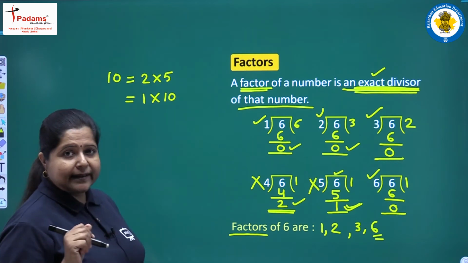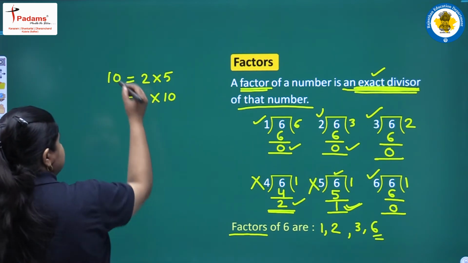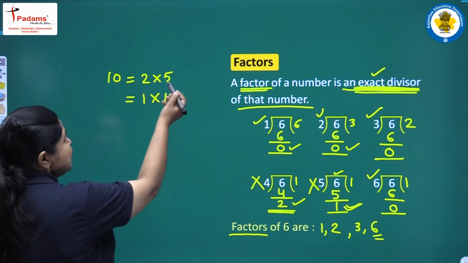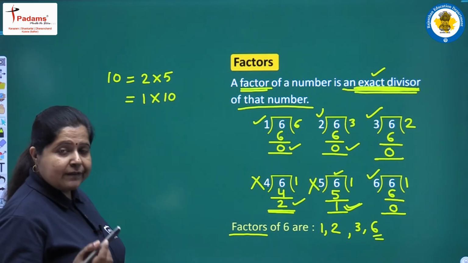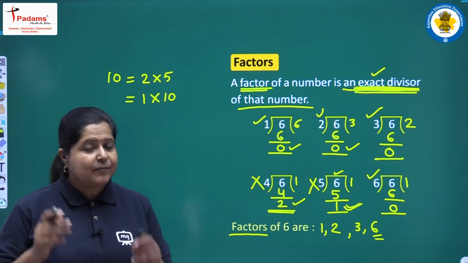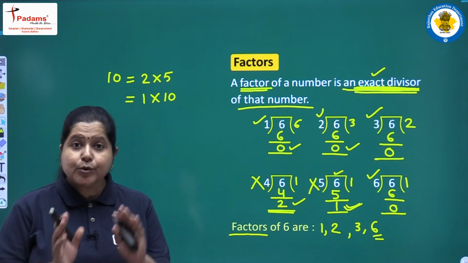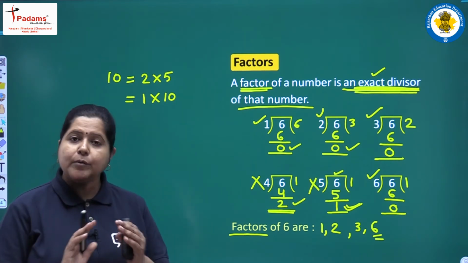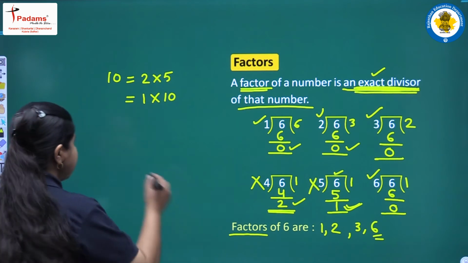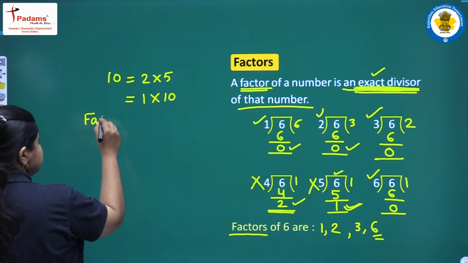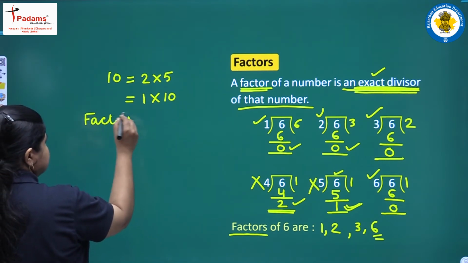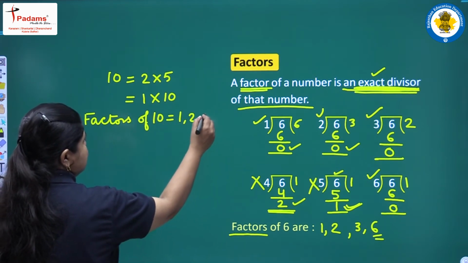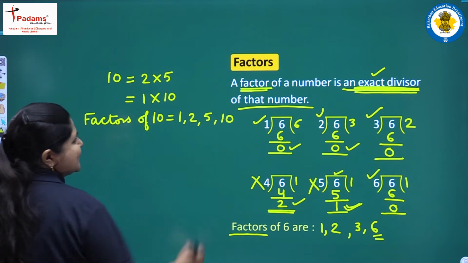So what we see here is, we can always multiply a number by 1, that's always possible, and here we have 2 and 5 also, 2 into 5. So what have we done? We have broken up this number 10 into two parts in such a way that we get 10 again on multiplying them. So now we can say that the factors of 10 are 1, 2, 5 and 10.